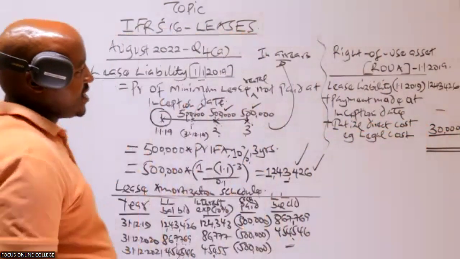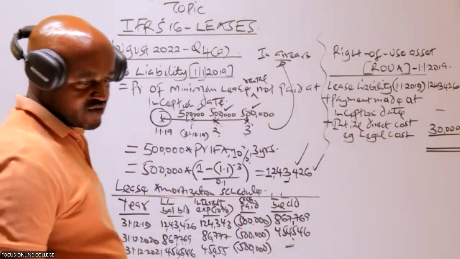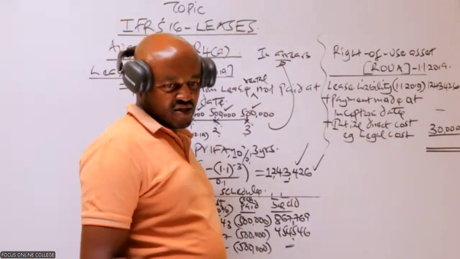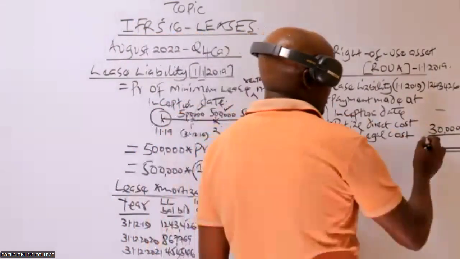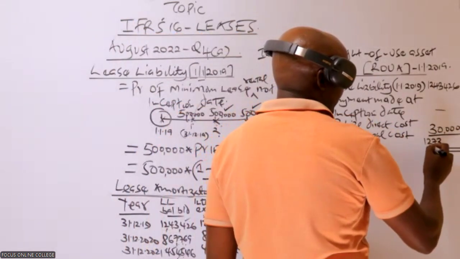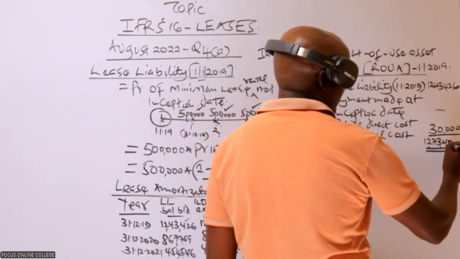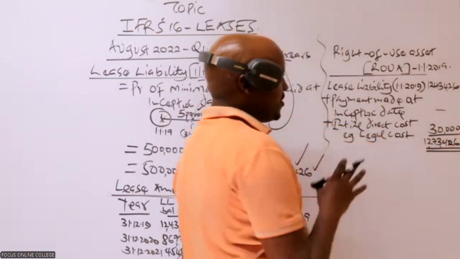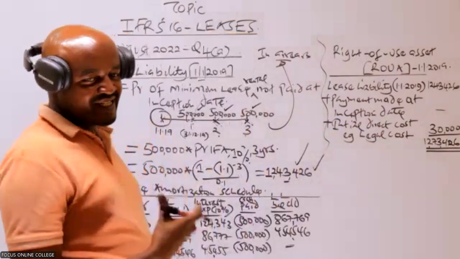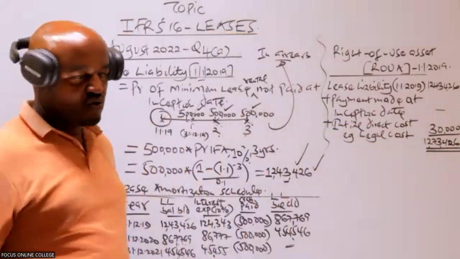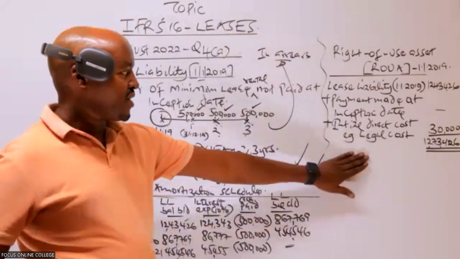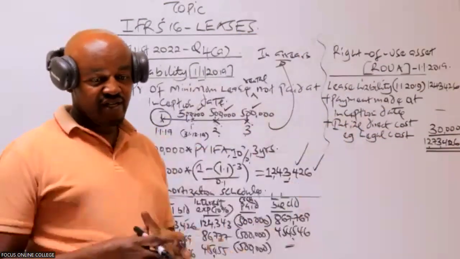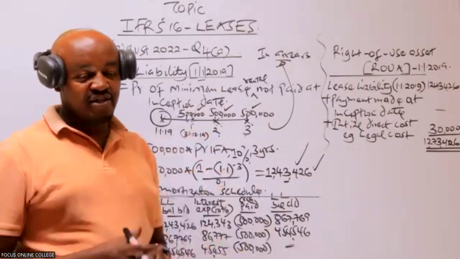We add that, and that now will give us the right of use asset. So what is the right of use asset here? I'm given a figure of 1,273,426. Now this right of use asset is an asset to Breakwood Limited. In the statement of financial position, we recognize this as an asset. But because it's an asset, it has to be depreciated.